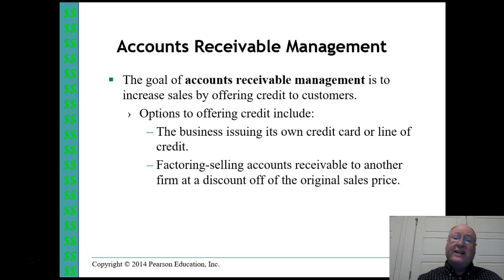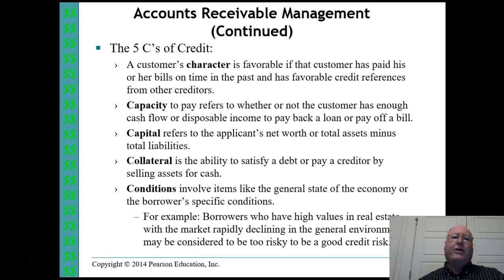With respect to extending credit to customers and in essence incurring an accounts receivable balance, there's something called the 5 C's of credit. You're going to be looking at a customer's character to see if that is favorable. If a customer has paid their bills on time in the past and they have favorable credit references, you feel pretty good about extending them credit. There's what's called the capacity to pay, which refers to whether or not the customer has enough cash flow or disposable income to pay back a loan or pay off a bill.